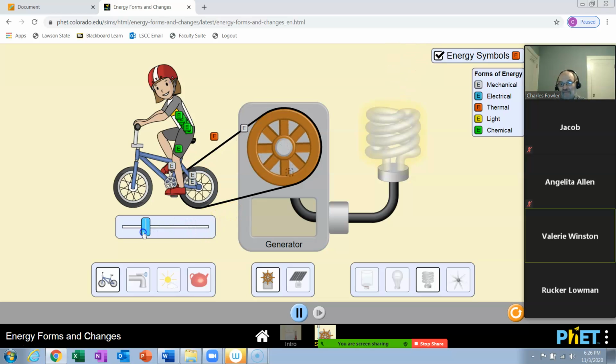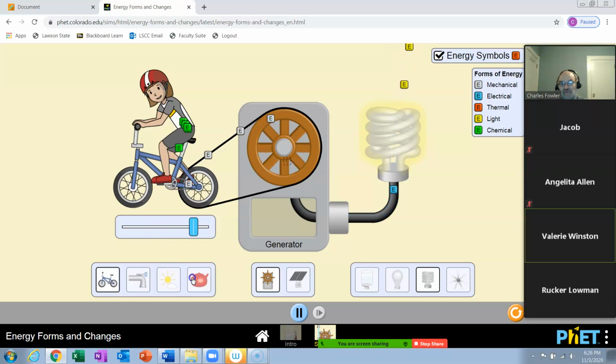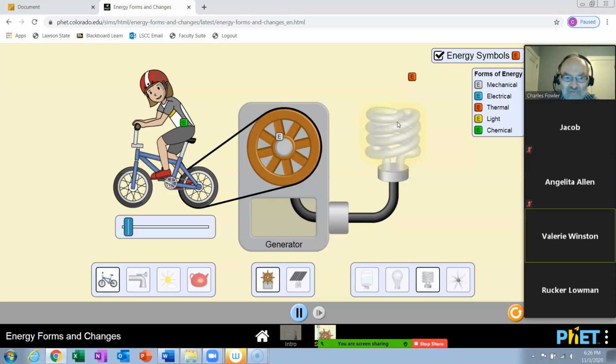So I'm not going to make her pedal as fast this time. But she's still got, whoops, I guess I have to be pedaling some, that mechanical, which is kinetic here. It turns the wheel, but I can't move my cursor. Okay, she's getting tired again. And that turns the wheel on the generator, making electrical and, were we still supposed to be with the compact fluorescent, or did it say?